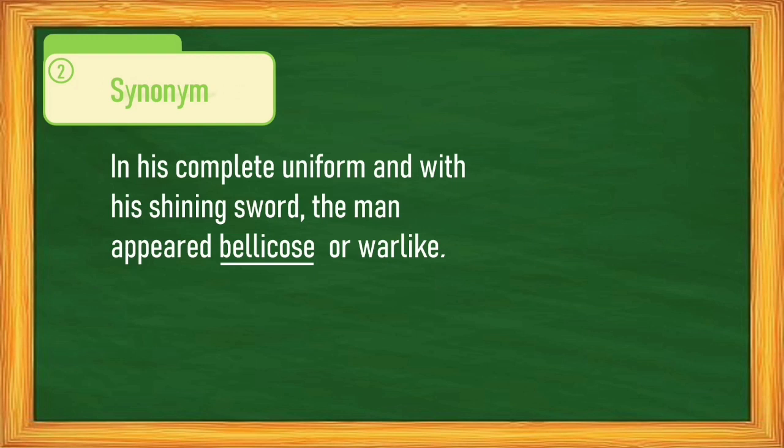Synonym. The meaning of the unknown word is understood because the idea is repeated in a familiar word. In our example, in his complete uniform and with his shining sword, the man appeared bellicose or warlike. The unfamiliar word here is bellicose, and this unknown word is understood because the idea is repeated in a familiar word, which is the word warlike. Also, it's easier to identify because we have the coordinating conjunction or.